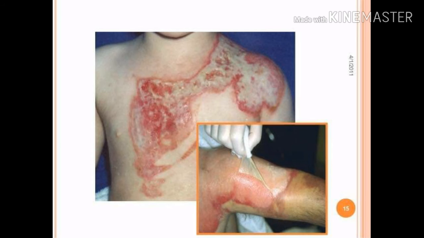What would be the nursing diagnosis in the emergent phase? We have decreased cardiac output, deficient fluid volume related to active fluid volume loss, ineffective tissue perfusion, and ineffective breathing pattern. So we move to the acute phase of burn injury.